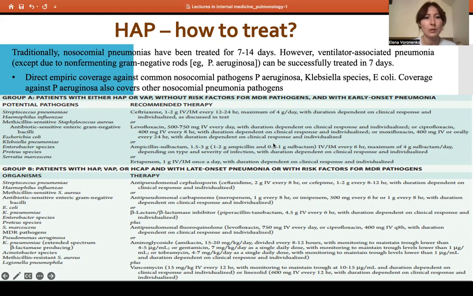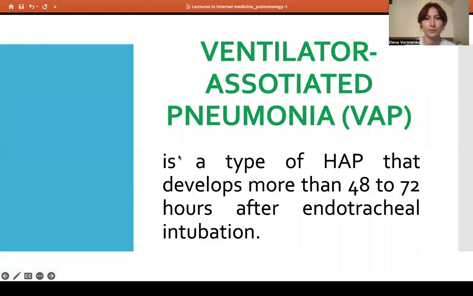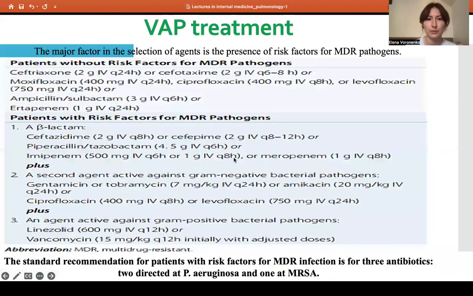Direct empiric coverage against common nosocomial pathogens: Pseudomonas aeruginosa, Klebsiella species, Escherichia coli. Coverage against Pseudomonas aeruginosa also covers other nosocomial pneumonia pathogens. Ventilator-associated pneumonia is a type of HAP that develops more than 48 to 72 hours after endotracheal intubation.